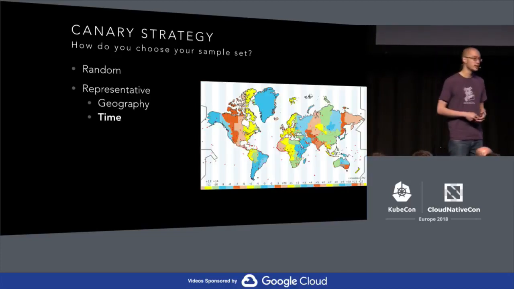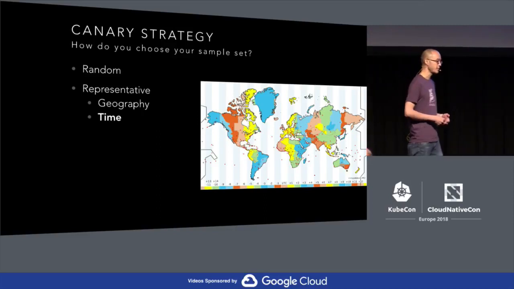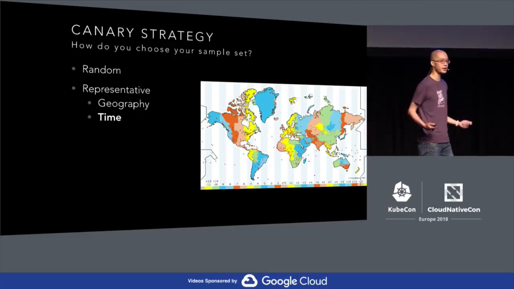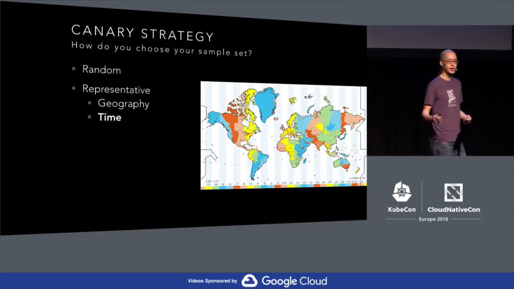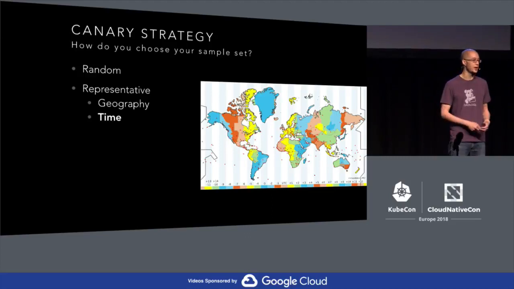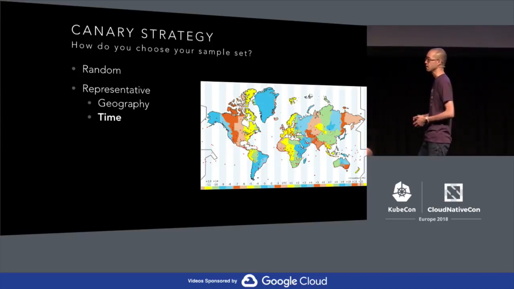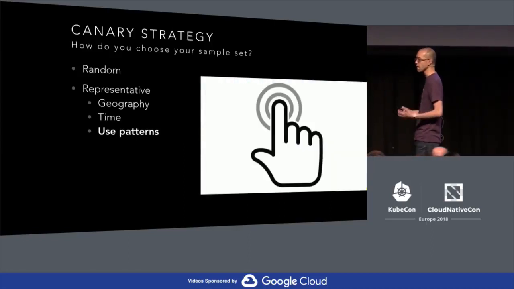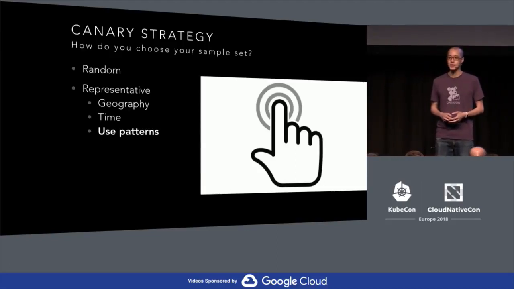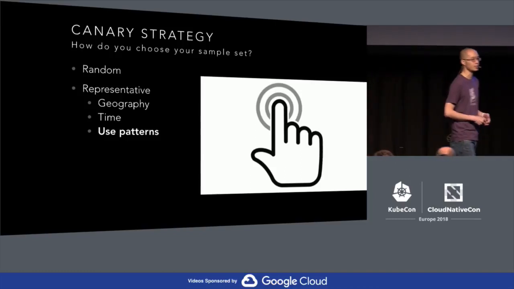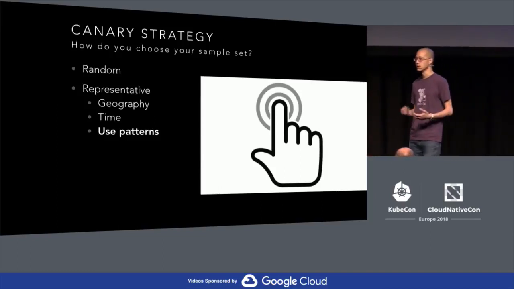The next is time. Canary deploys are great because you can deploy and then you can monitor, but if you're deploying at a time when a lot of your users aren't actually using your product, how does that affect your Canary deploys? Are you getting misinformation based off of that? And then you have to think about usage patterns as well. So what times do your users typically use your product? How do they use it? In what ways?